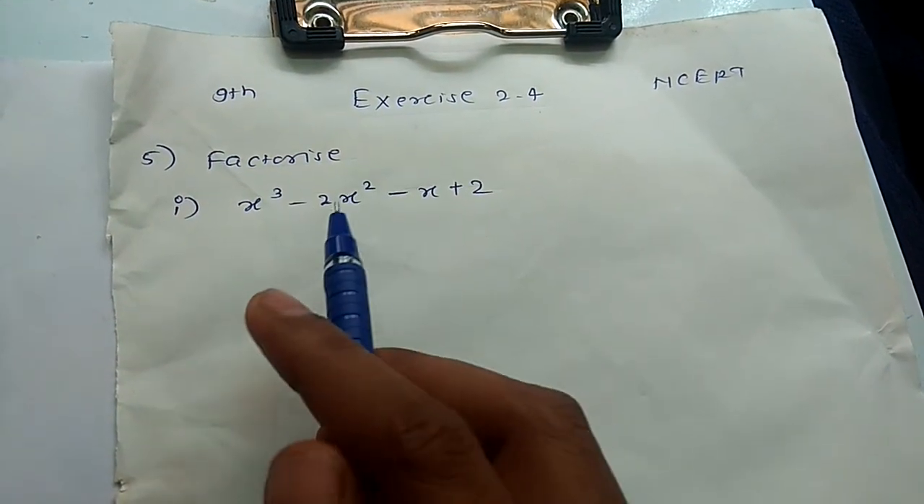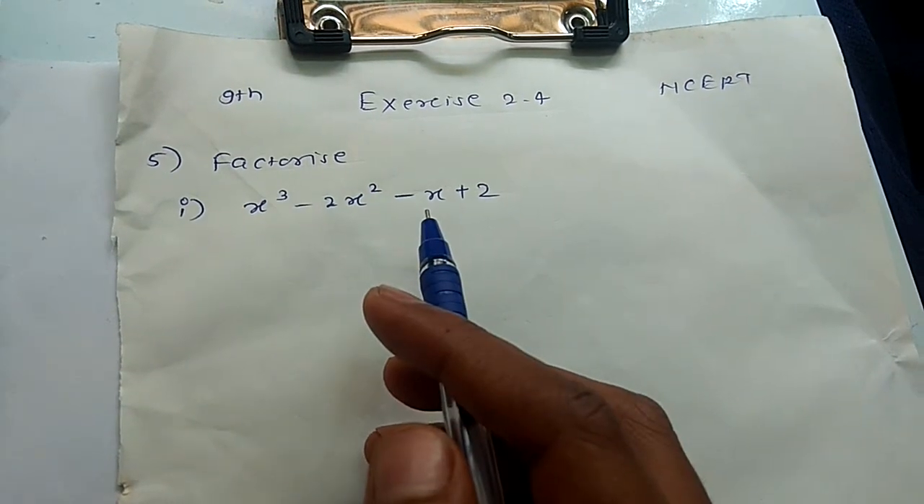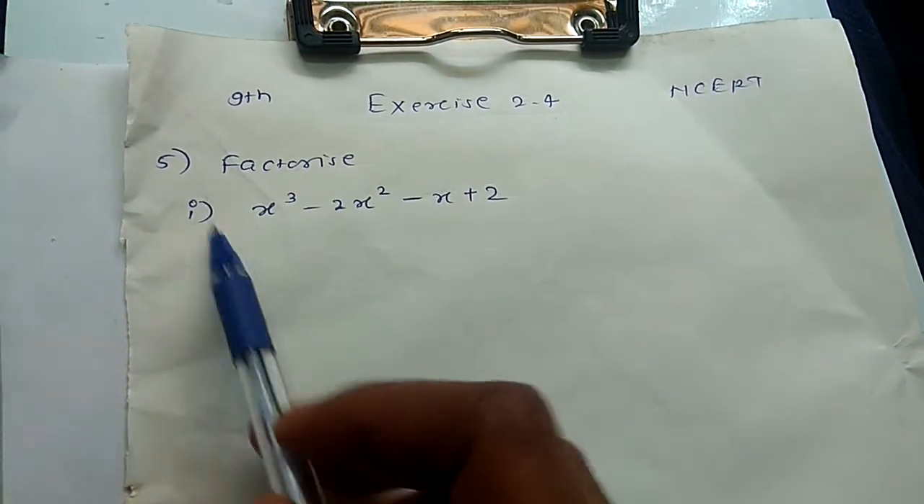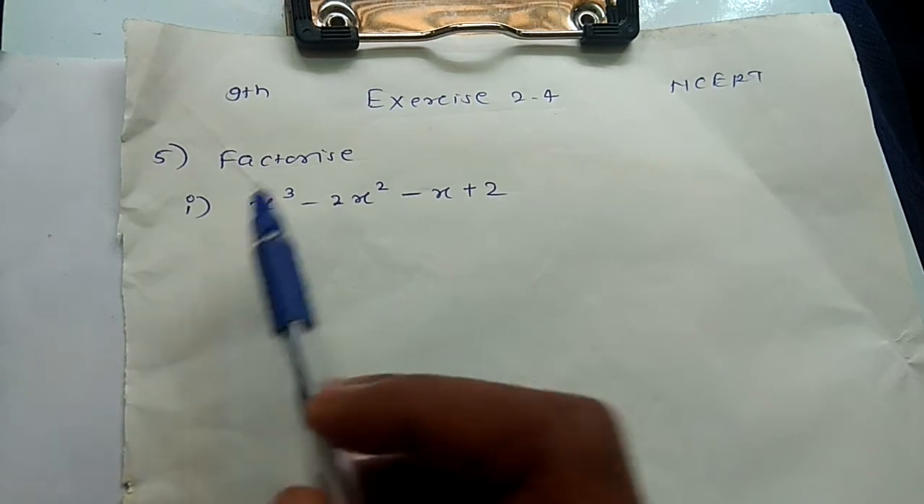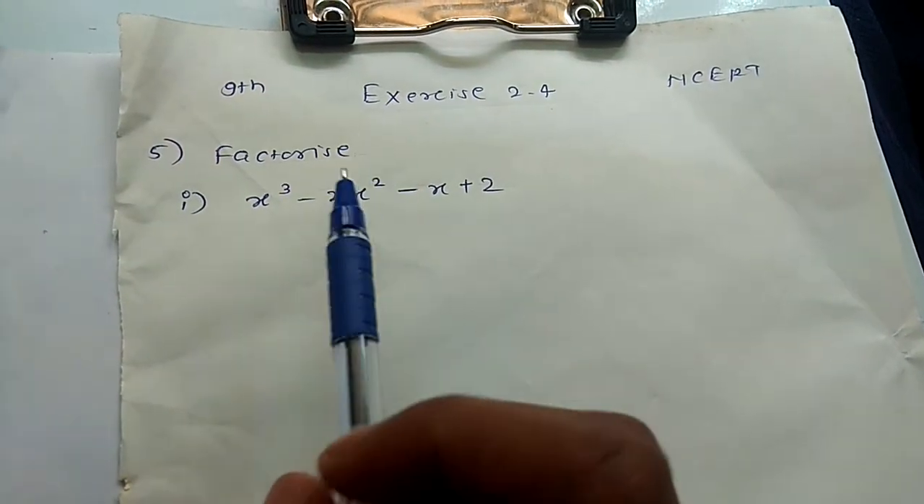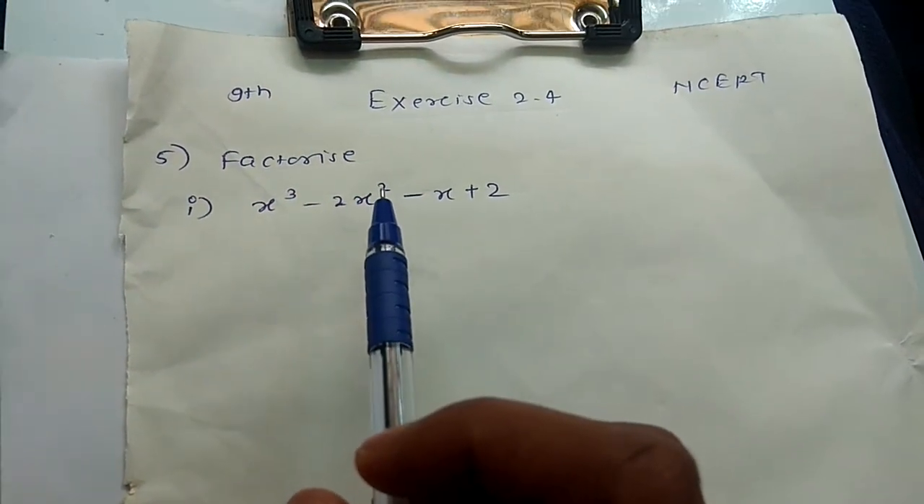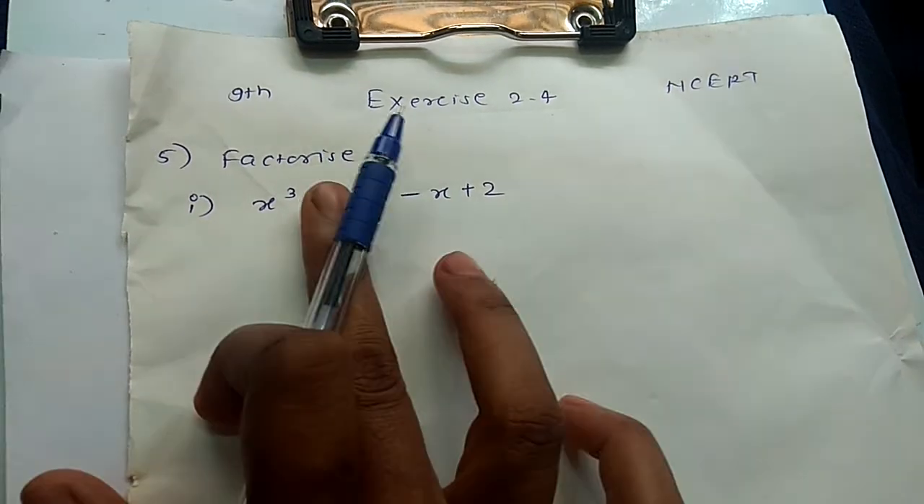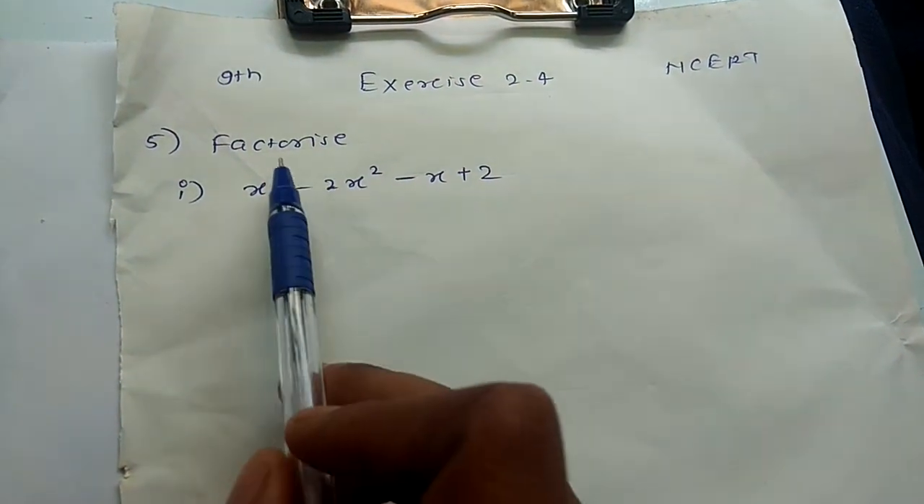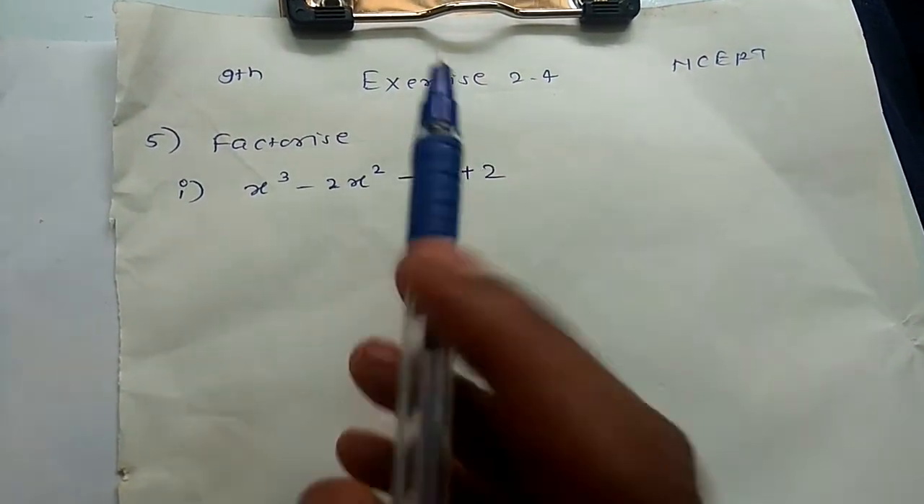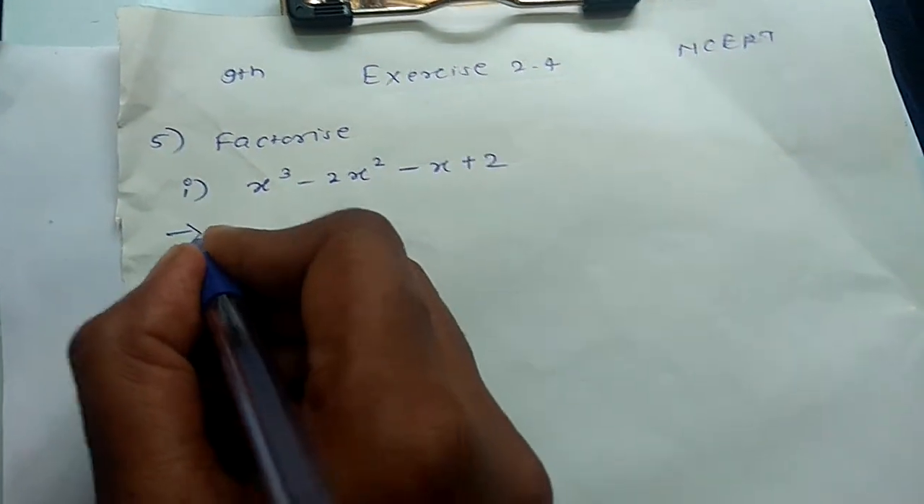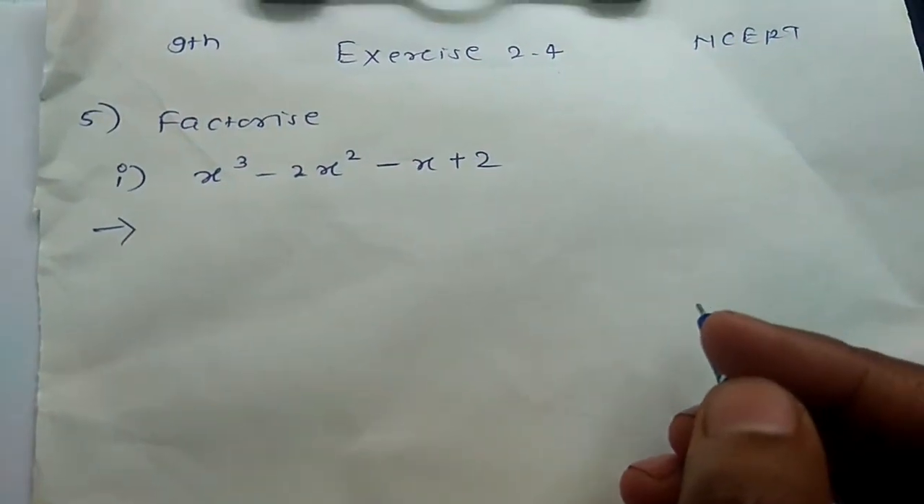In the fourth question you have done factorization by splitting the middle term, but here you can't use that method, because splitting the middle term is used only for a quadratic polynomial, that is, a polynomial with degree 2, and this is a polynomial with degree 3, so you can't use that. Here you have to use what? Factor theorem. So let us start.